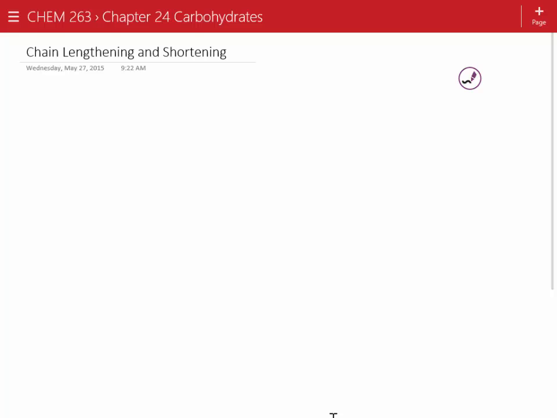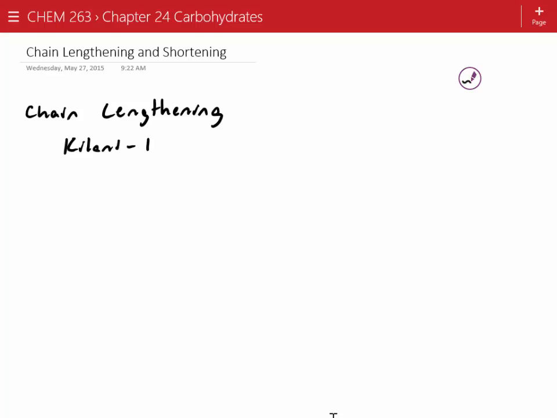The new stuff has to do with changing sugars, so either shortening them or making them longer. So let's start with chain lengthening. And this is also referred to as the Kiliani-Fischer synthesis. Yeah, same Fischer as the Fischer who came up with Fischer projections. He was one of the first chemists to study sugars. And the chain lengthening is a unique reaction.